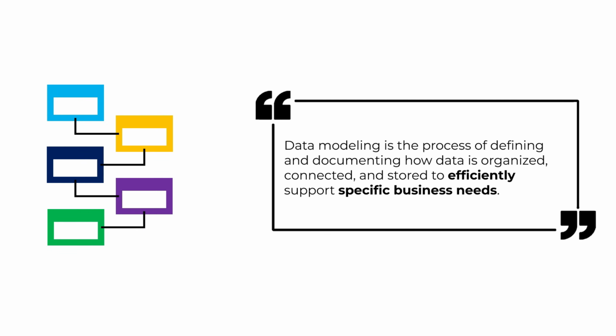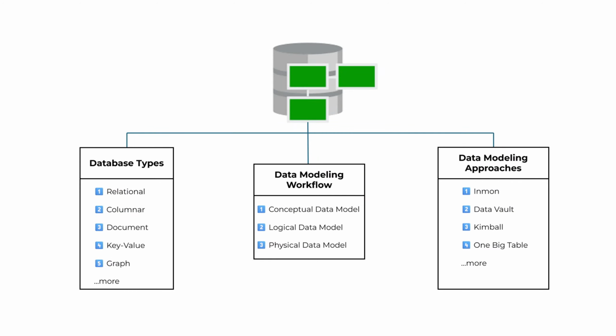Data modeling is the process of defining and documenting how data is organized, connected, and stored to efficiently support specific business needs. The emphasis on efficiently and specific business needs is exactly what separates a good data model from a bad one. What's efficient for one business need can be inefficient for another. For example, a data model designed to capture every source data change for audit purposes works perfectly for regulatory or compliance use cases, but can become slow and complex when used for business intelligence reporting. As a data professional or data modeler, you're expected to have a solid understanding of all these terminologies.